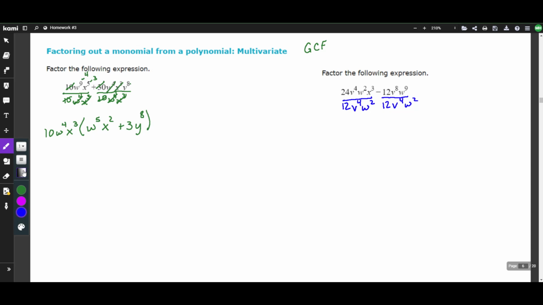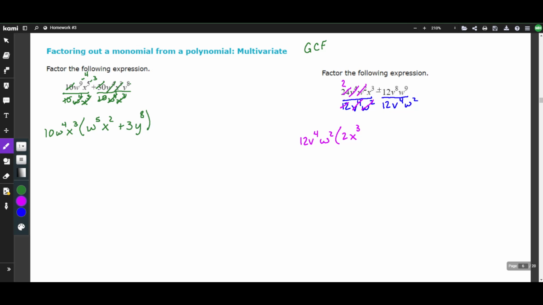And then I'm going to reduce each one of these. So 24 divided by 12 is going to be 2. So write your GCF: 12 V to the fourth W squared. Make your parentheses. Dividing that out, 24 divided by 12 is 2. Subtracting the exponents, I have V to the fourth on top and bottom. They cancel out. W squared cancels out. Left with that X to the third.